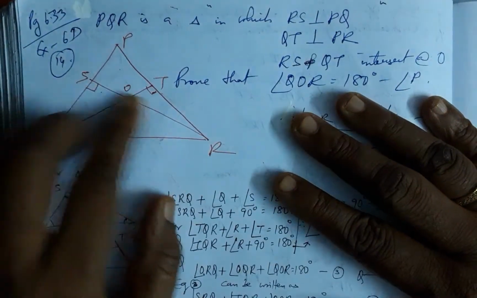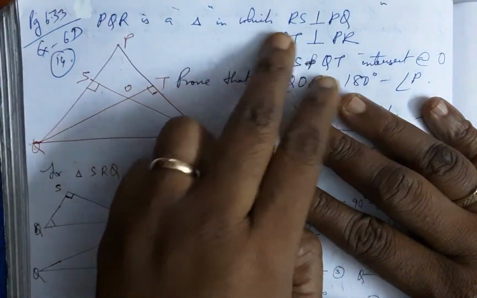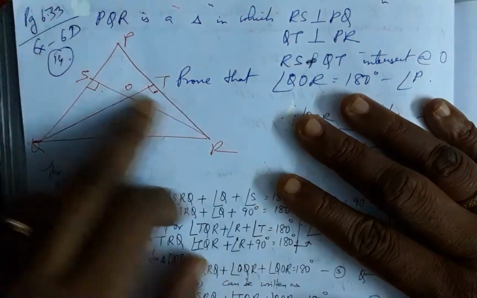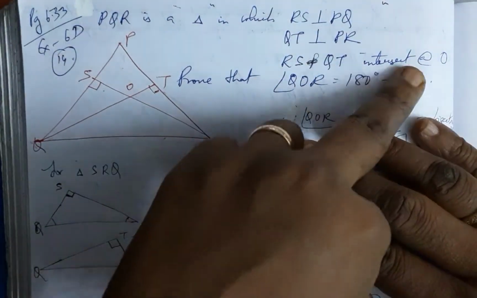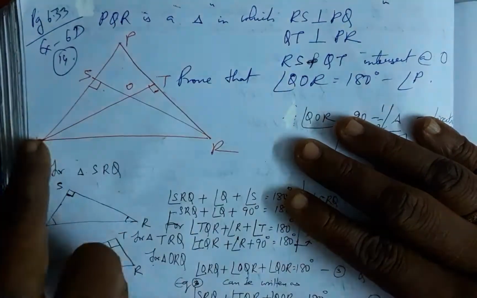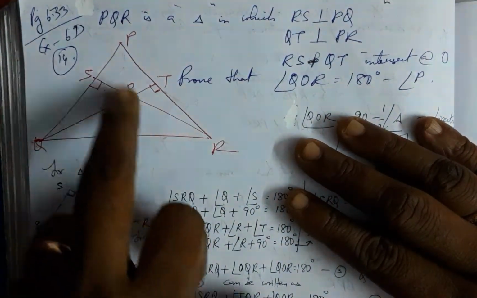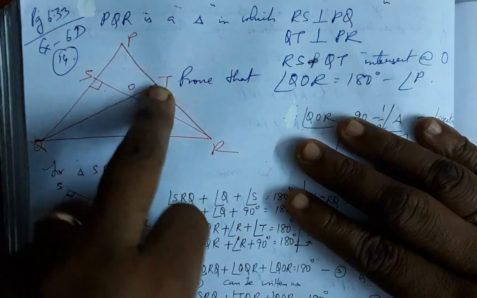The 14th question goes on to ask: PQR is a triangle in which RS is perpendicular to PQ and QT is perpendicular to PR and intersect at O. Prove that angle QOR is equal to 180 minus angle P.